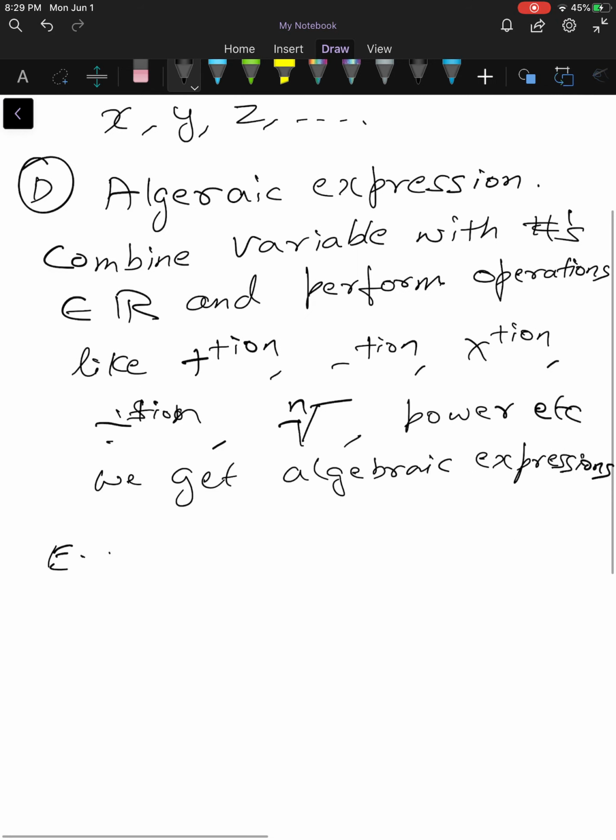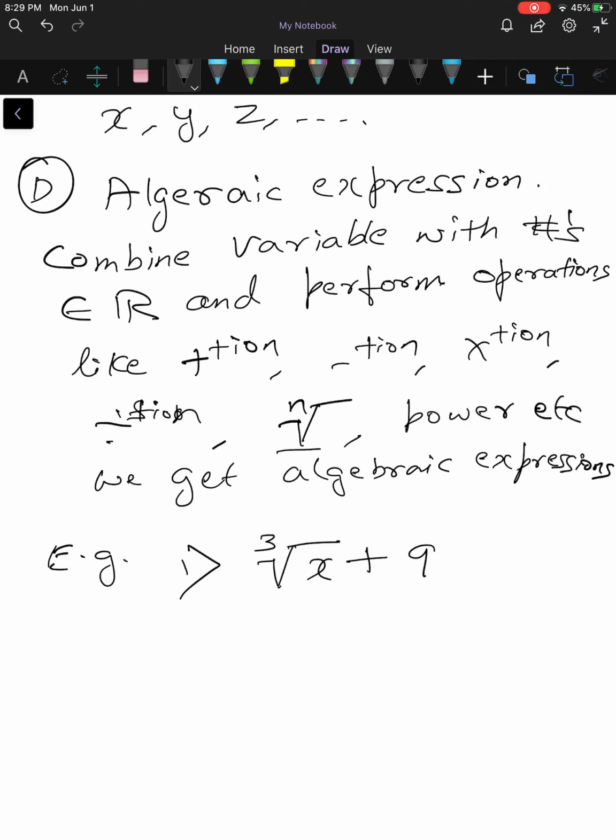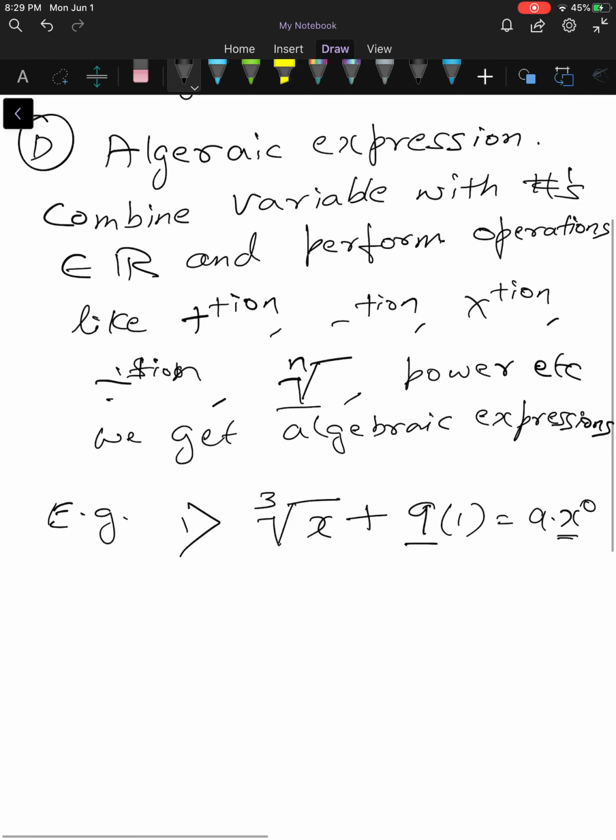Like for example, first one, I will consider an expression with the variable x. If I consider cube root of x, I am performing the operation nth root on x and I am adding a real number. You can ask how is this combined with the variable? It has one of its factors multiplied by 1, which is nothing but x to the power of 0. So a constant is also an algebraic expression.